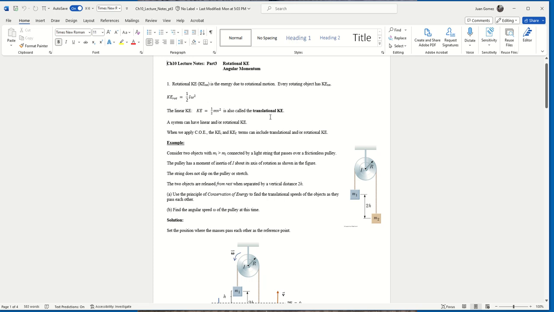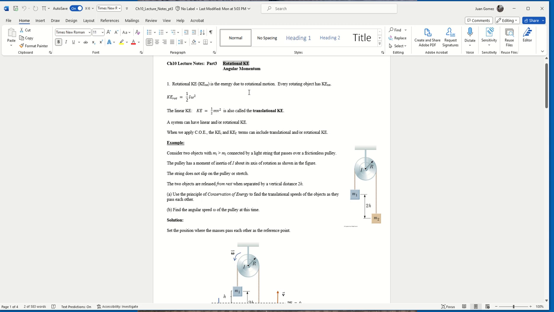Greetings, everybody. These are going to be the last couple of lectures for this semester. This is the last couple of topics from Chapter 10, dealing with rotational kinetic energy and then angular momentum. This video will cover rotational kinetic energy, and then the last one or two will be angular momentum.